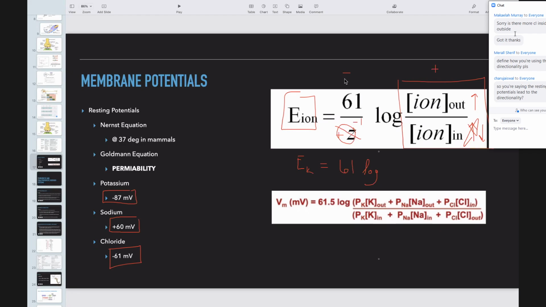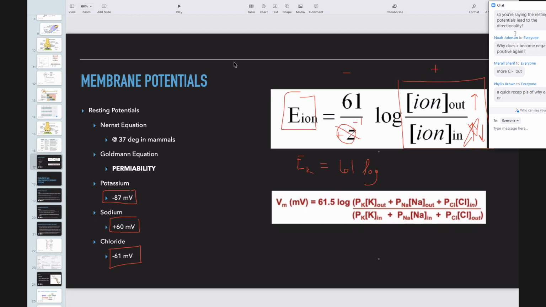Directionality, what I mean is relative to zero. So the fact that potassium is negative, the fact that sodium is positive, chloride negative. That's what I mean by directionality. There's more Cl on the outside, correct? Let me read a couple of these questions.